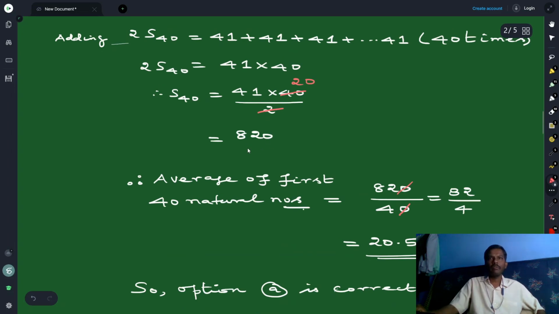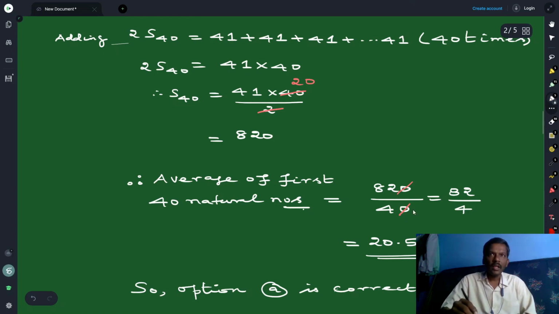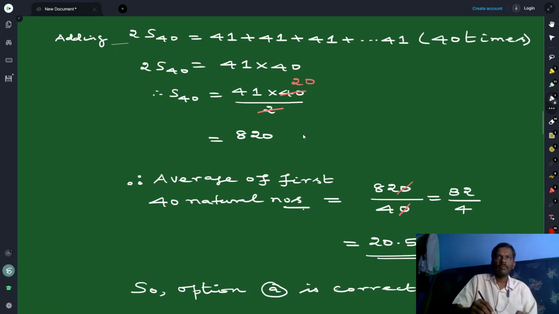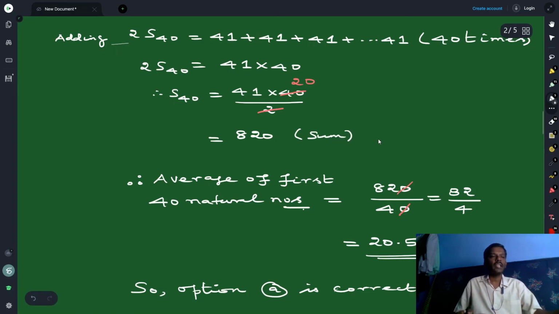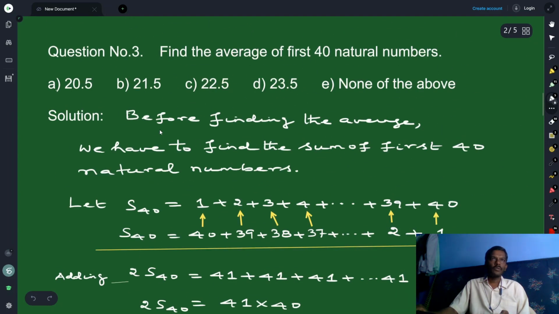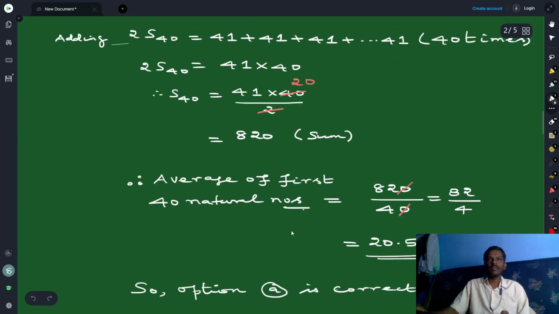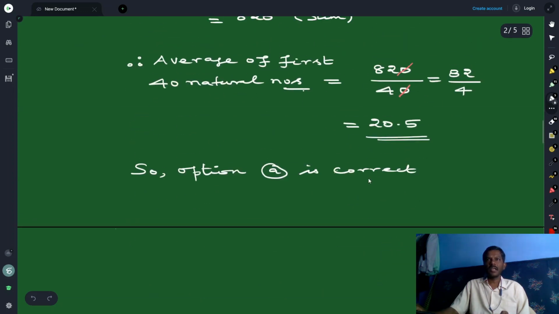So we have found the sum. Having found the sum, you can calculate the average easily. A simple thing you have to do is 820 divided by 40. You can cancel out those two zeros, and what you will get is 82 over 4, which is 20.5. That 20.5 corresponds to option A. So in this case, option A is the correct answer.